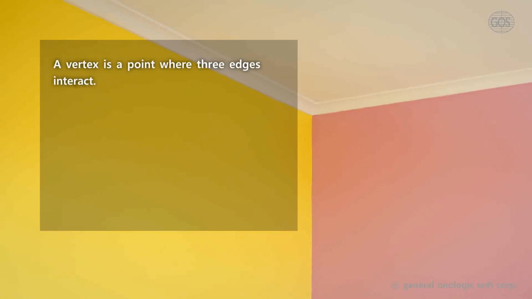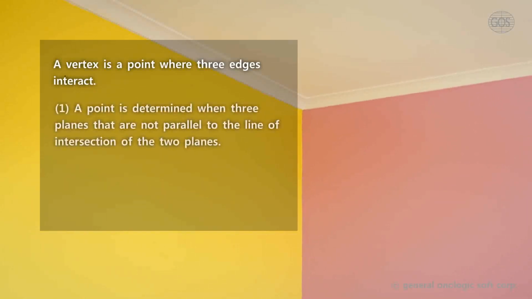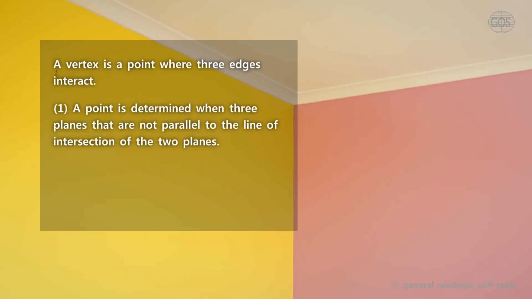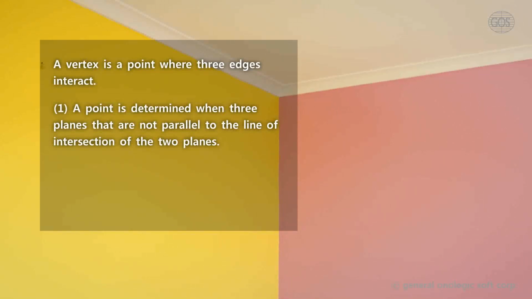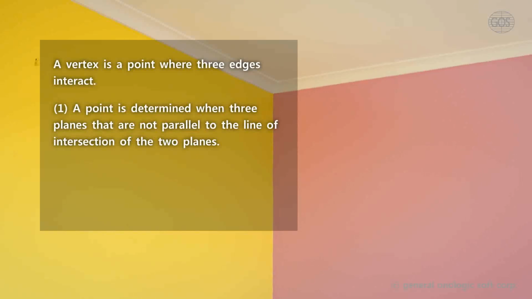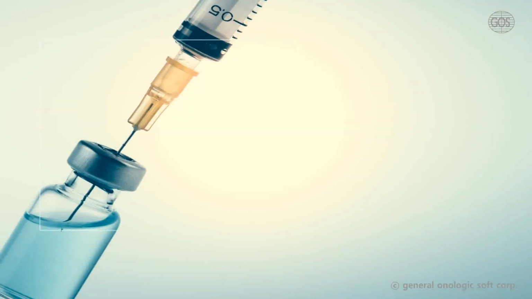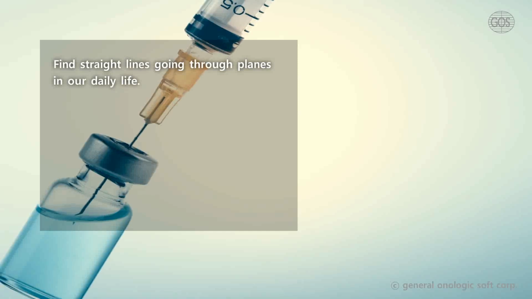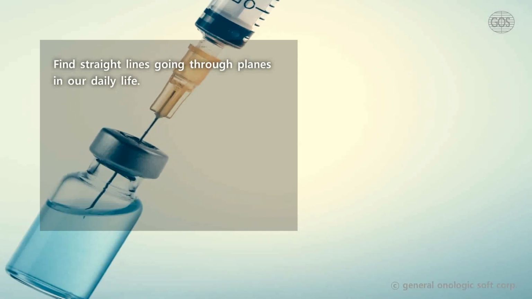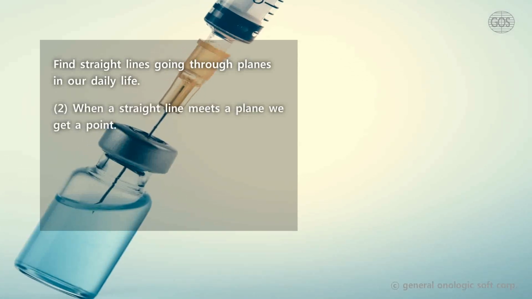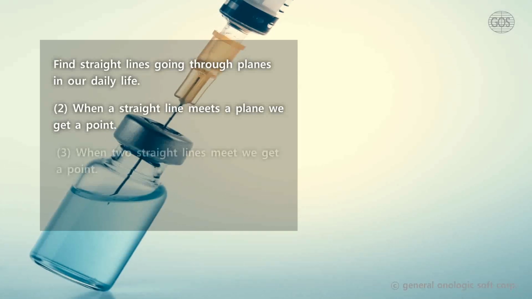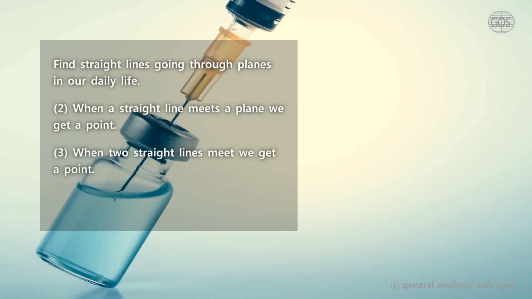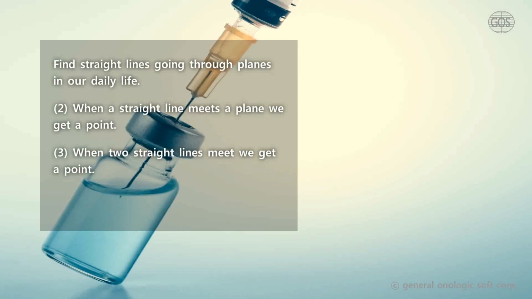A vertex is a point where 3 edges intersect. 1. A point is determined when 3 planes meet that are not parallel to the line of intersection of the 2 planes. Find straight lines going through planes in our daily life. 2. When a straight line meets a plane, we get a point. 3. When two straight lines meet, we get a point.